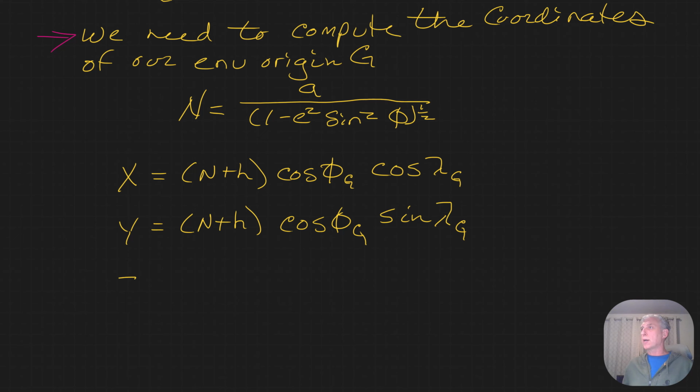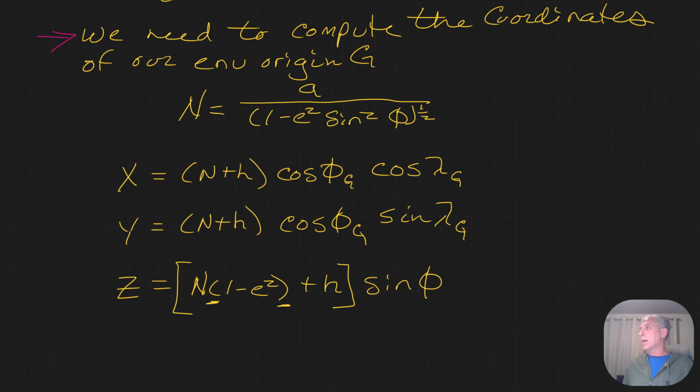And then z finally, and we have all these now because we figured our n. We were given h, phi, and lambda. So these are just simple calculations. Z equals n times 1 minus the eccentricity squared plus h. Pay close attention to the parentheses, where they lie in that. It's easy to screw up. Times the sine of our geodetic latitude of our origin. So we have everything we need to calculate our x, y, z.